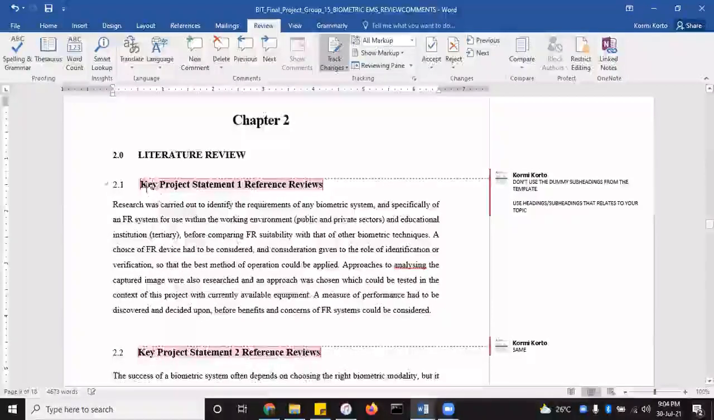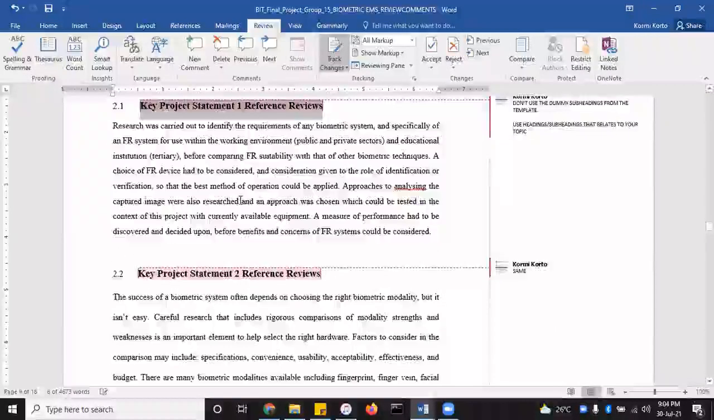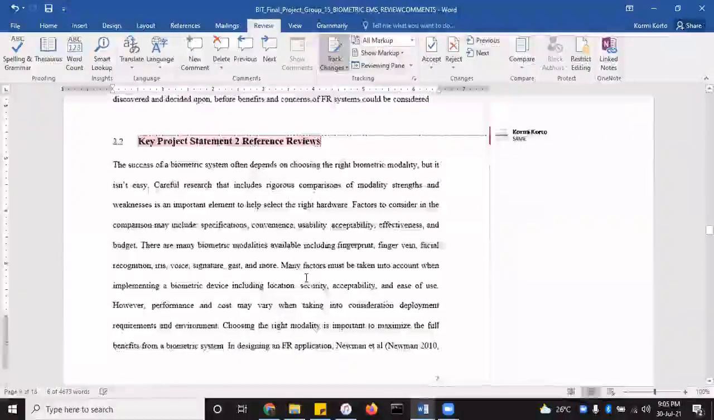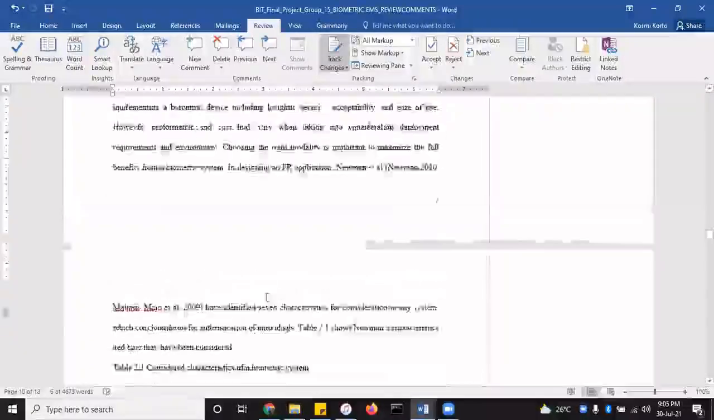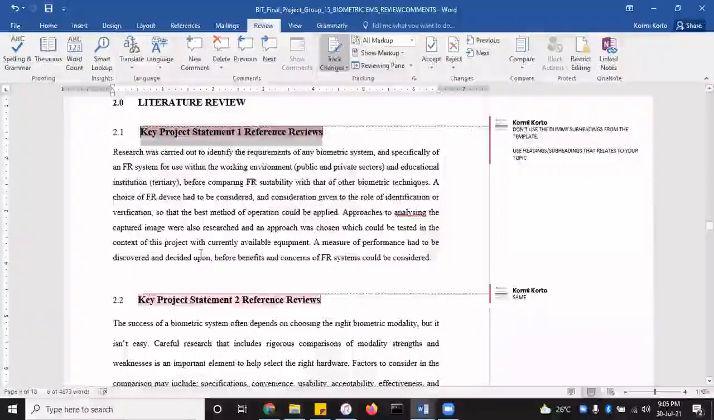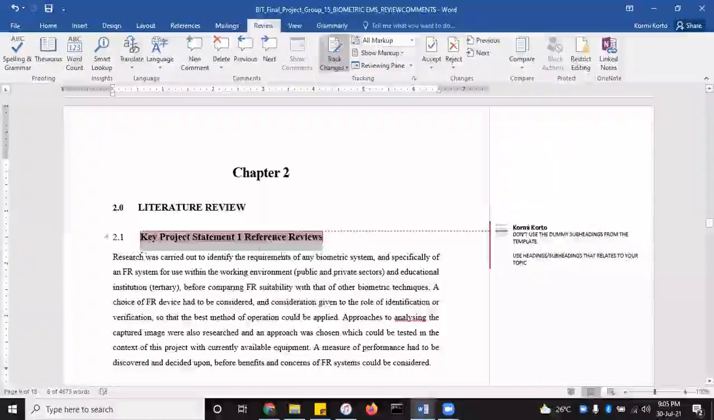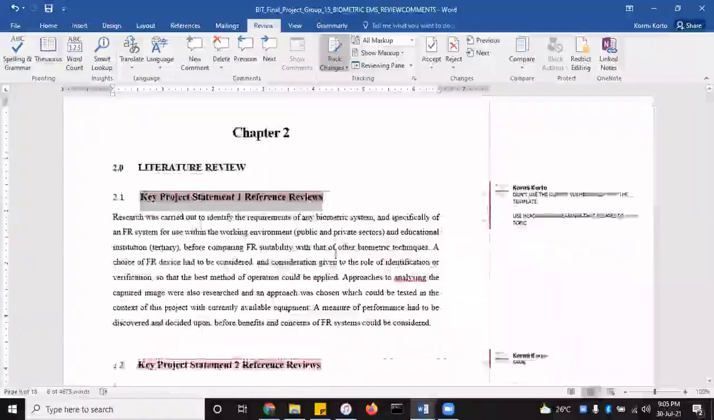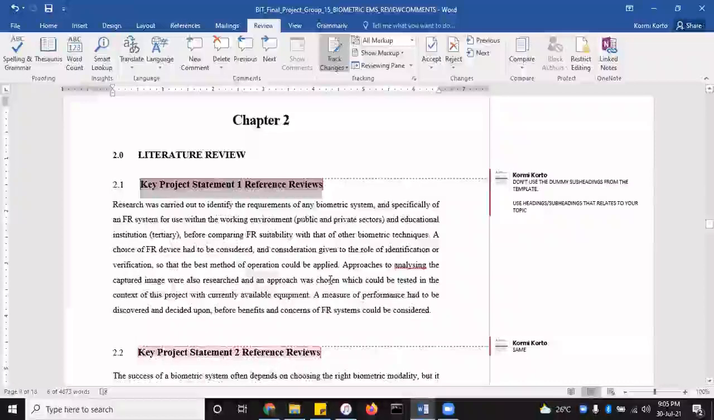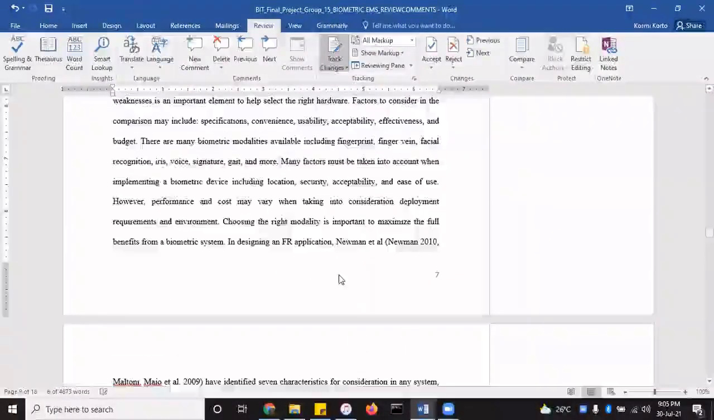So, key project statements, reference review. What does that mean? It doesn't make sense. You were supposed to talk about your biometric stuff, so talk about the biometric subheadings. Here you can define biometrics and their relevance, what challenges they solve, what issues they've addressed, how relevant they are to society, to businesses, to organizations, to workflow, to work performance, what have you. Then start zoning in on your problem statements in various subheadings, so you can capture all of your problem statements within this particular chapter.